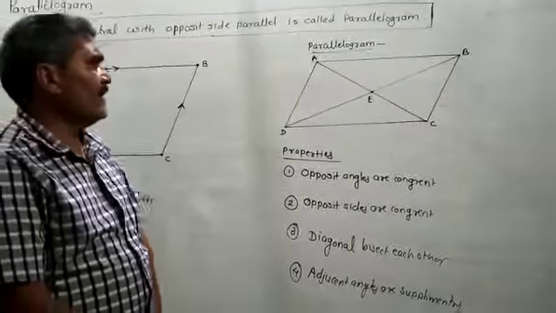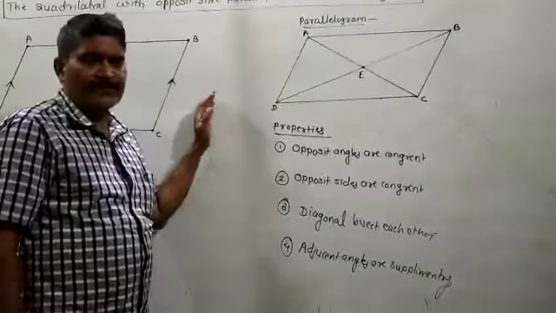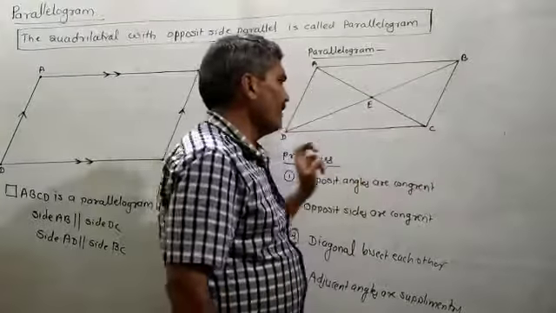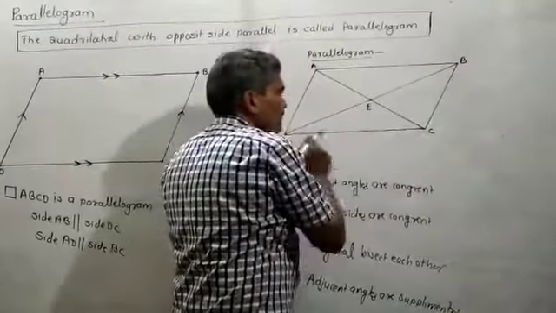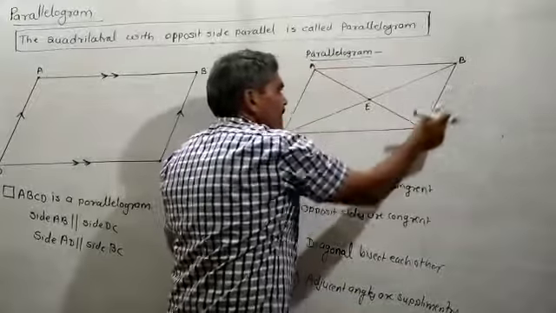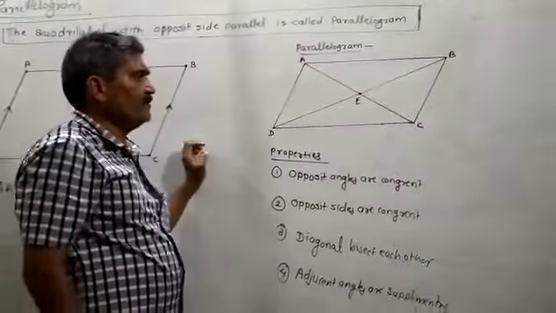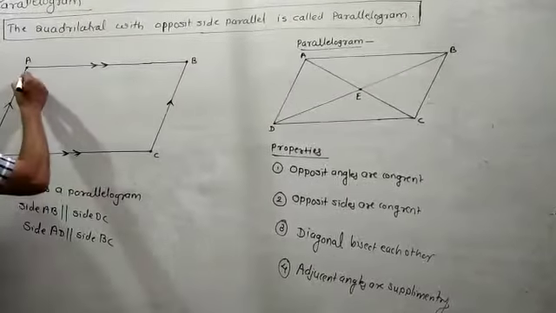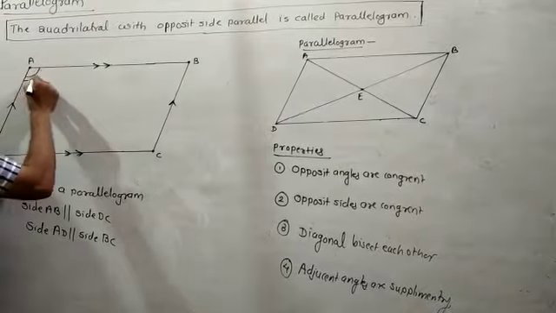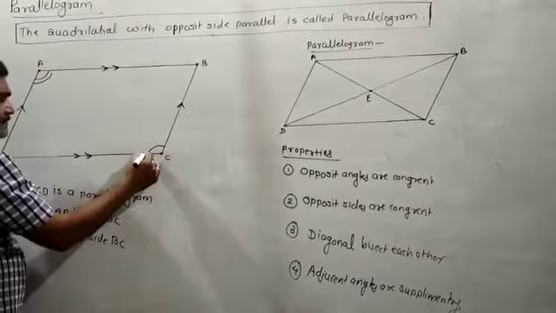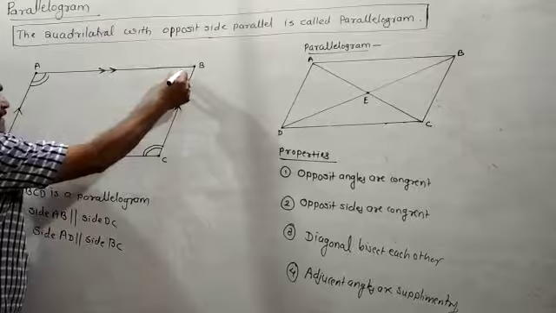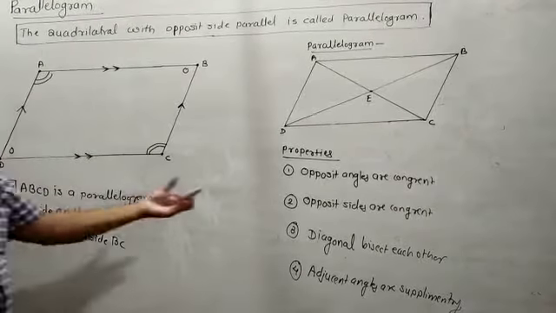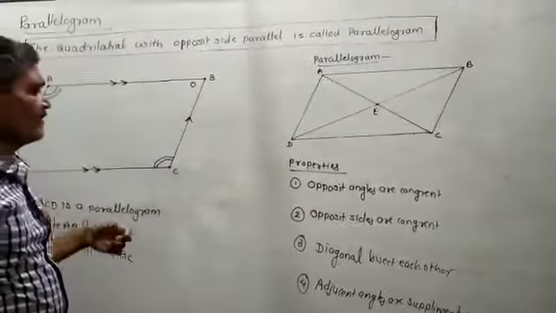Here again we have to study the properties of the parallelogram. This is the quadrilateral called parallelogram. Here this side AB is parallel to side DC and side AD is parallel to side BC. The first property of the parallelogram, I will say that the opposite angles of the parallelogram are congruent. This angle is congruent to this angle and this angle is congruent to this angle. So what is the first property? Opposite angles of the parallelogram are congruent.